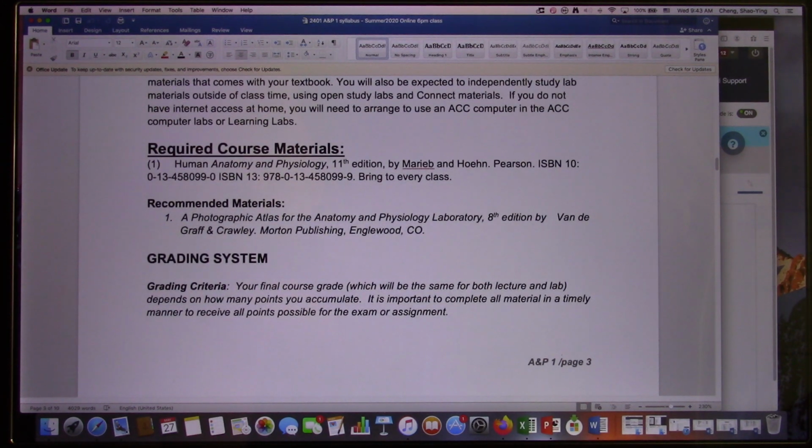Let's look at three things. The first one, the textbook. This is the textbook we use. Every time we have a lecture, we have reading material, and you will see it on the last page of the syllabus. You are required to finish the reading material of the textbook. I also give you the recommended atlas.